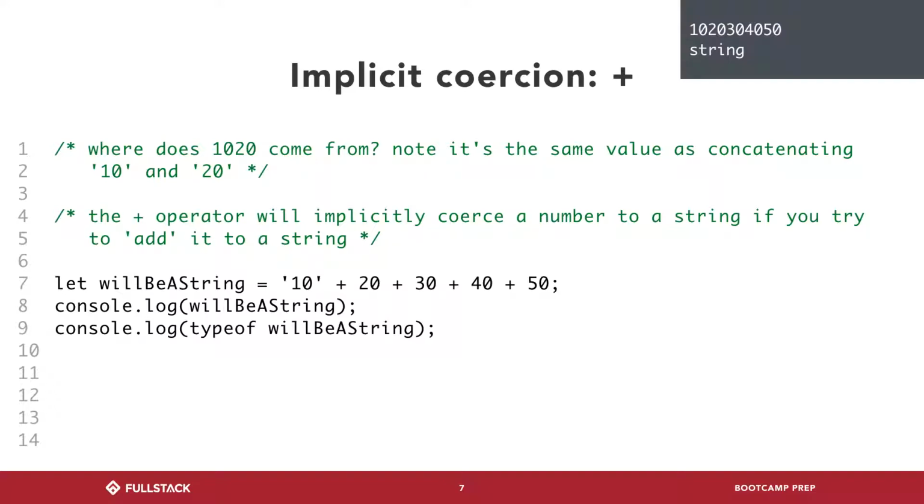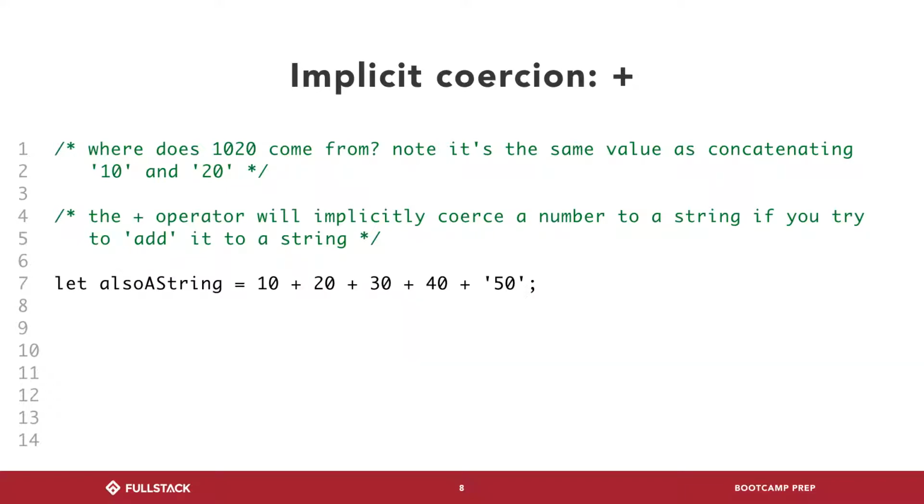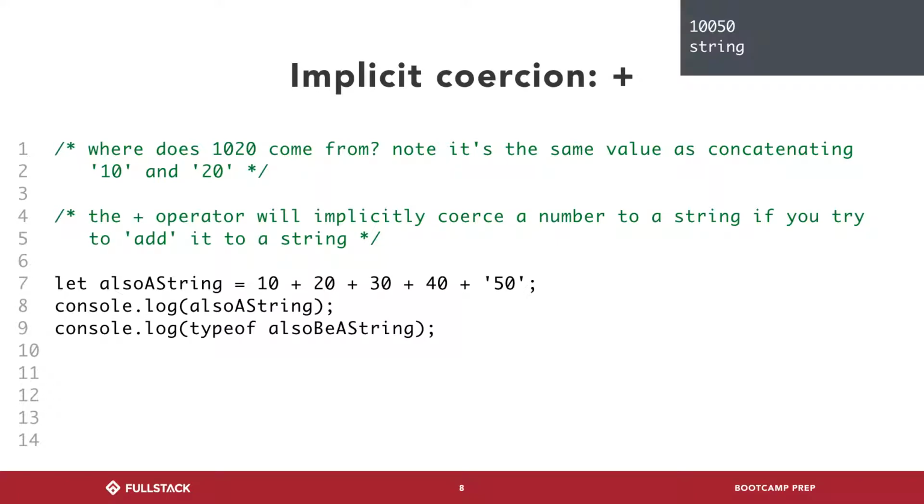You can think of this as almost like a mini operation that returns a string, and then we add something else to it that's going to return a string. That's going to return a string, and so on and so forth. Here, we return a number, return a number, return a number, return a number, and then lastly, we return a string, which is why we get this 10050 thing.